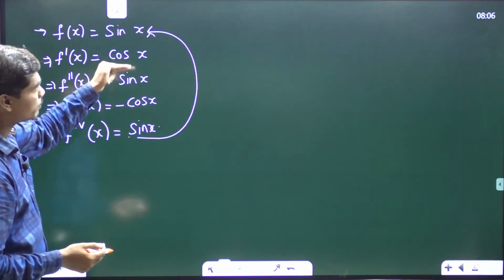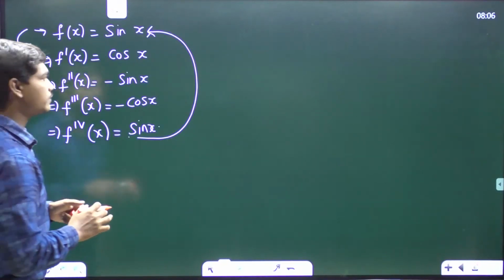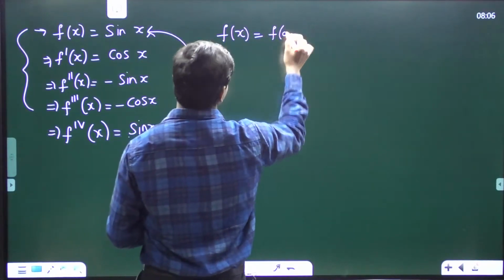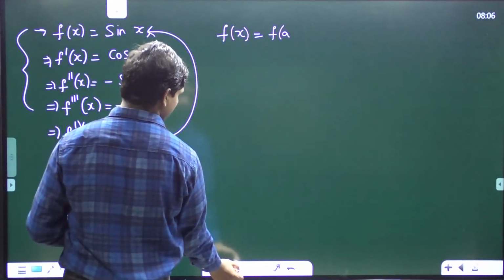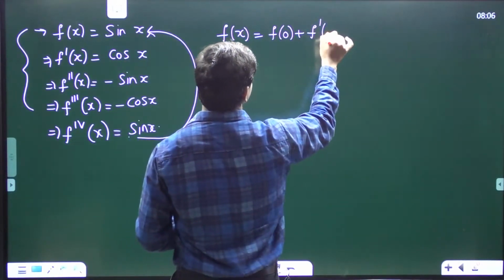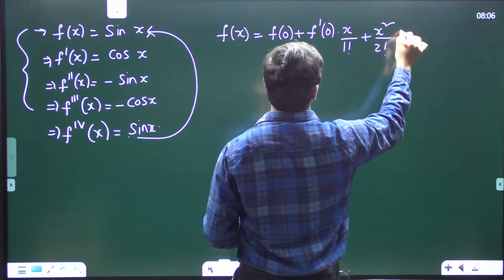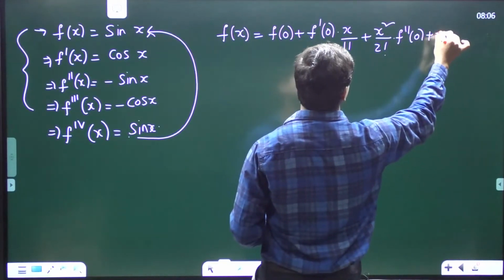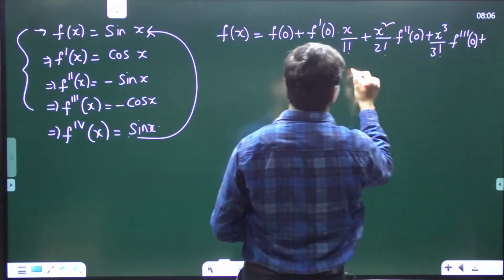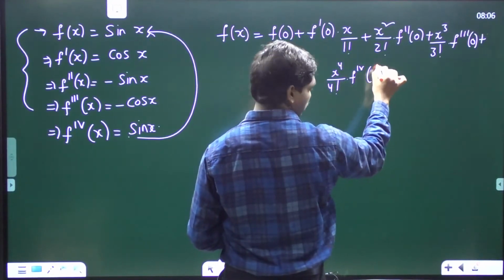If you differentiate that again, you will get sin x, which means these four terms are basically repeating. Correct? So if you write the expansion, we have f of x is equal to f of a, or f of 0, if you write directly without an extra step here: f of 0 plus f dash of 0 into x by 1 factorial plus x square by 2 factorial into f double dash of 0 plus x cubed by 3 factorial into f triple dash of 0 plus x power 4 by 4 factorial into f fourth derivative of 0 plus and so on.